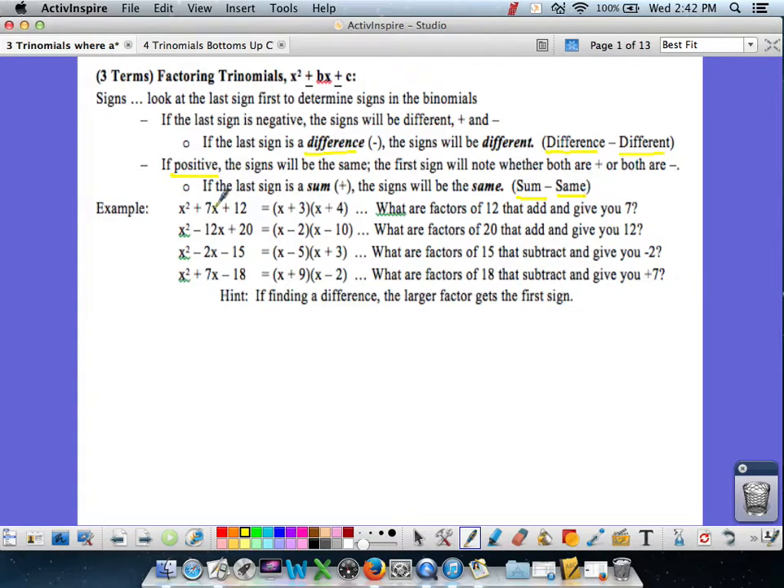So I'm looking right here. It is a sum, so the signs are both the same. They're both positive. It is a sum, so the signs are the same. They're both negative. You determine that sign by looking at the first sign. They are the same. They are both positive, plus, plus. They are the same. They are both negative, minus, minus.